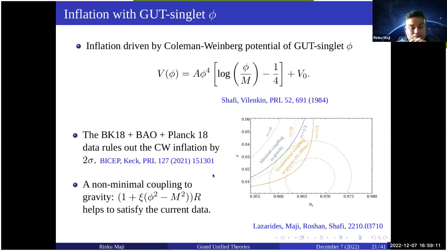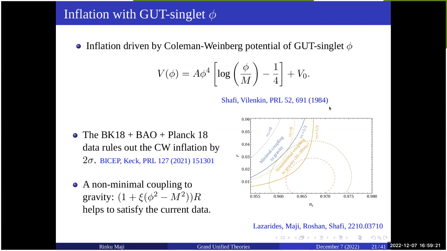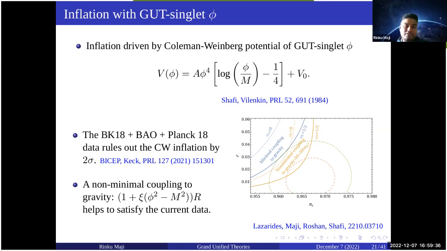Now, as we are in a GUT theory, we employ the famous GUT inflation proposed by Shafi and Vilenkin. May I ask a simple question? Yes. As for the defects, are they all BPS defects or not necessarily? Not necessarily BPS defects.